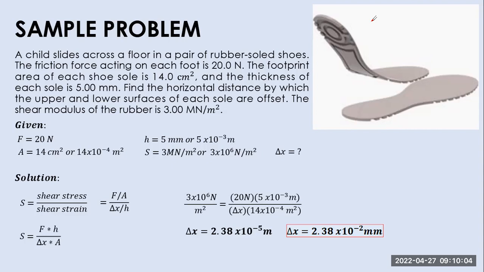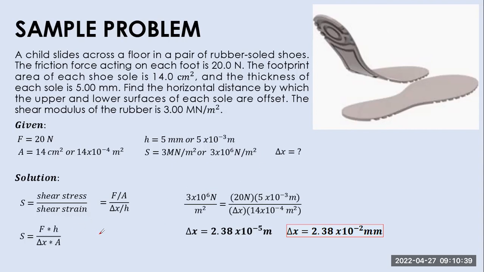And then our shear modulus is 3 mega Newton per meter squared, or 3 times 10 to the power of 6 Newton per meter squared. So what is our change in thickness? Our formula for shear modulus is equal to shear stress over shear strain, or F over A over the change in thickness over the original thickness. So our shear modulus is 3, and here we go.